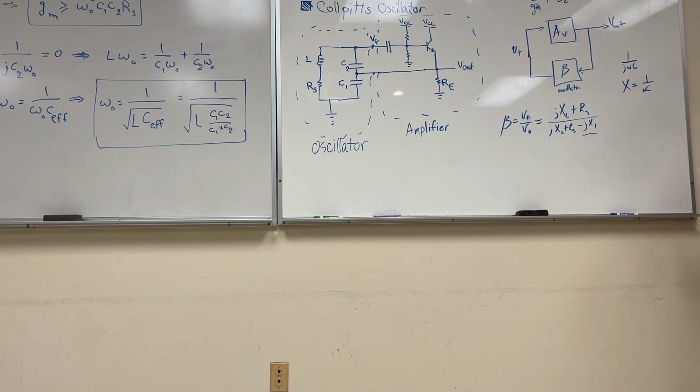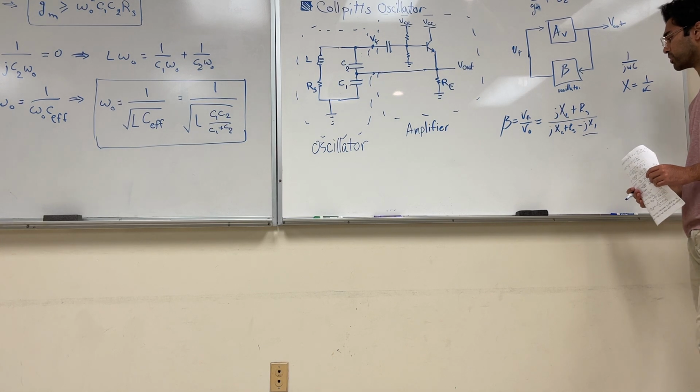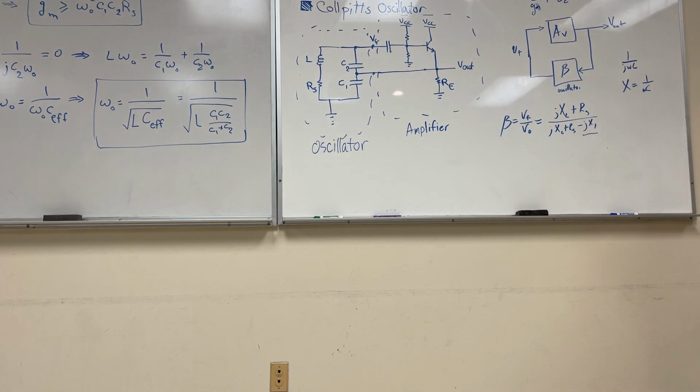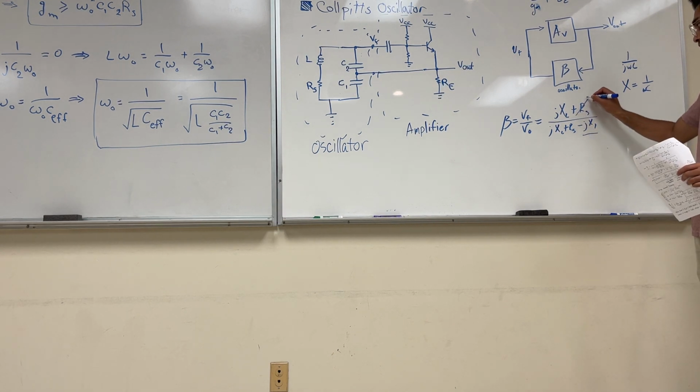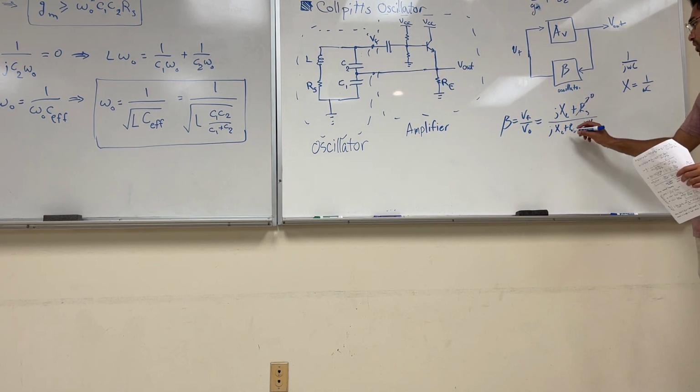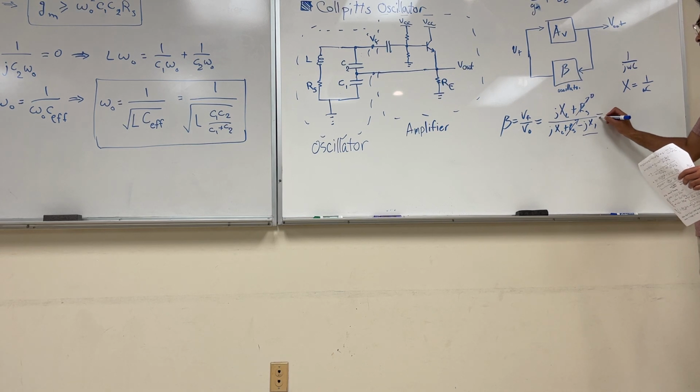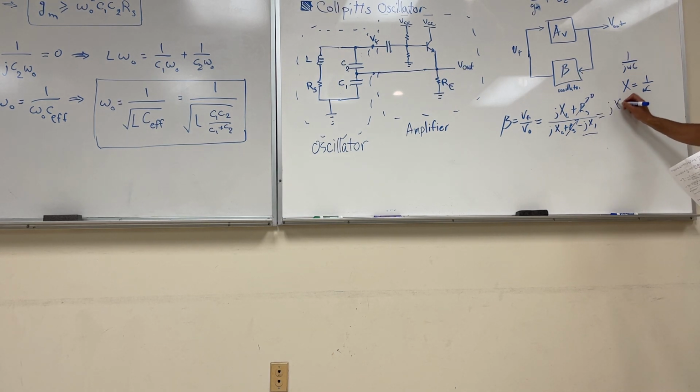Okay, so we want to somewhat simplify this a bit. And the first thing to note is that when we look at this transfer function, usually the impedance of your inductor and your capacitor is much larger than your series resistance. So we're going to say that approaches 0. And what you're left with is this.